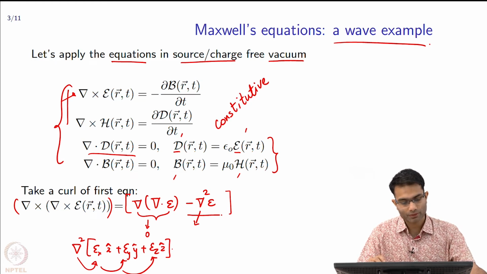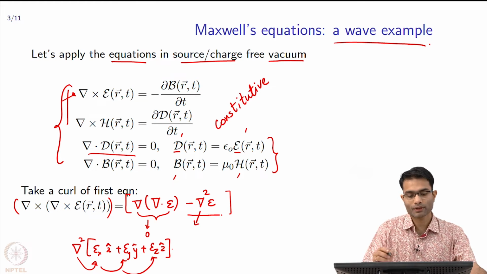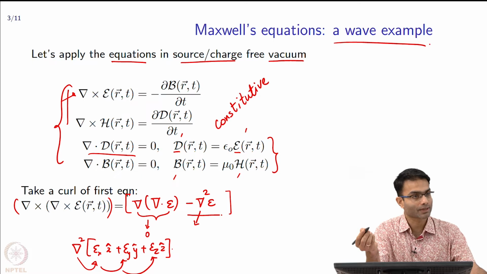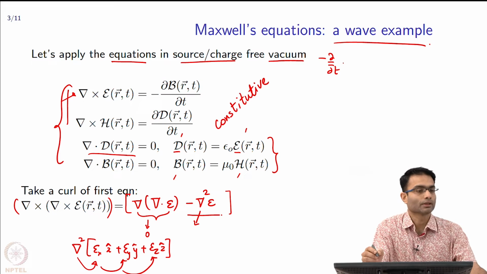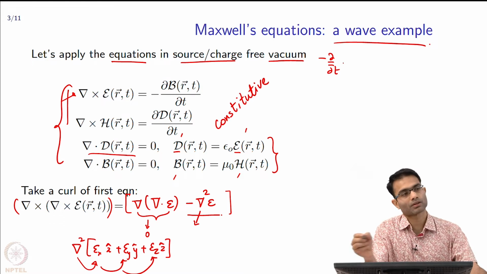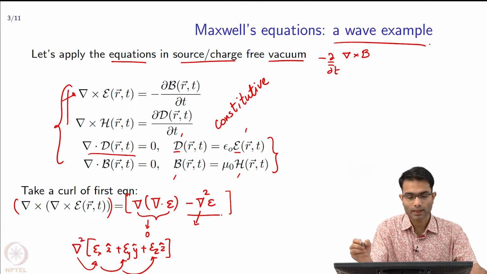Alright, so I have a vector on the left hand side, and I need to simplify the right hand side. I am going to take a curl on the right hand side also. So, I will have minus del by del t. The del cross operator acts only in space, so I can take it across the time derivative. So, I am going to have a del cross B. And then what do I do?